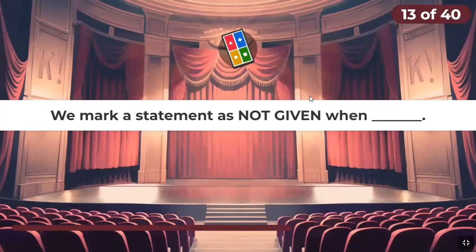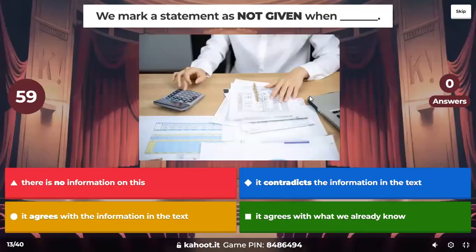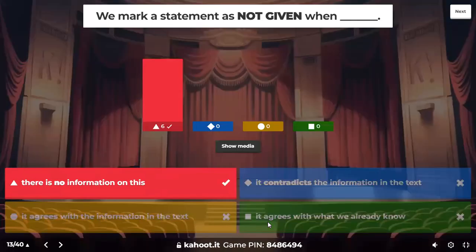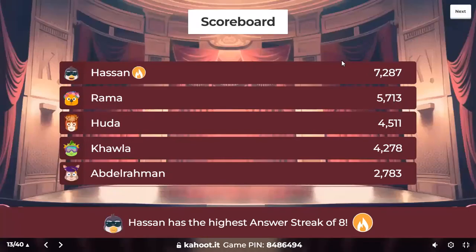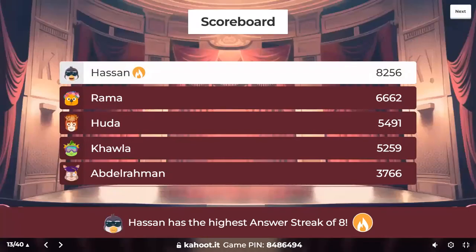We mark a statement as not given when there is no information on this, it contradicts the information in the text, it agrees with the information in the text, or it agrees with what we already know. When do we mark it as not given? Excellent, guys. Very good. Now, this is very important. You should know what true means, what false means, and what not given means. This is the first thing that you need to learn.